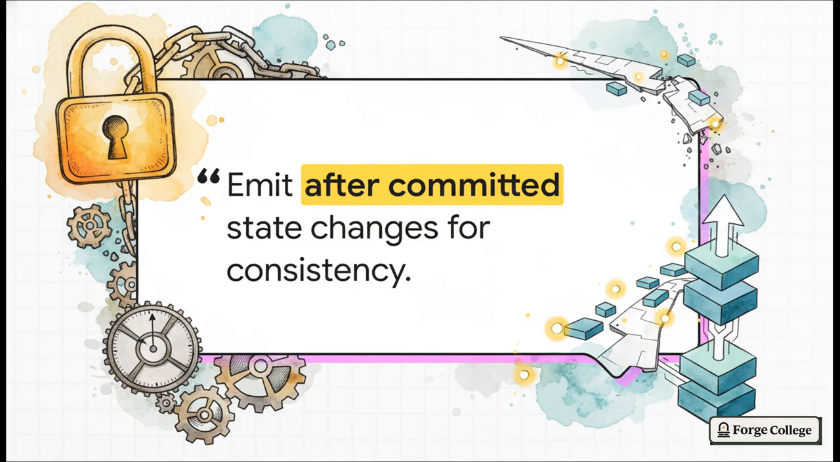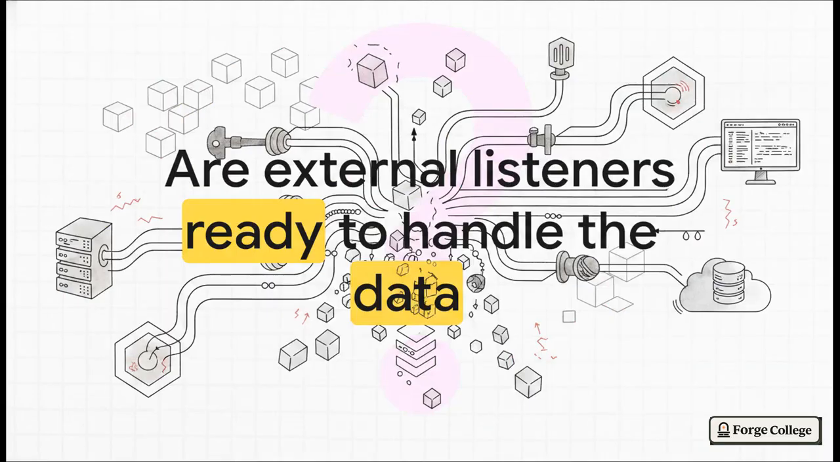Mutating your state before emitting preserves determinism, it drastically reduces ambiguity, and it ensures that the off-chain world stays perfectly synchronized with your on-chain reality. Which leaves us with one final, kind of provocative question. Now that your smart contract is perfectly wired up and blasting out these pristine logs, are your external listeners actually ready to handle the data it unleashes?